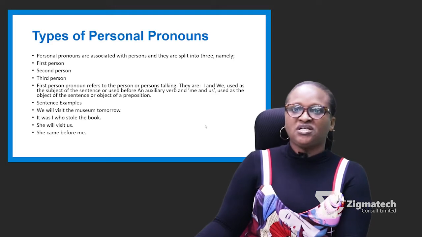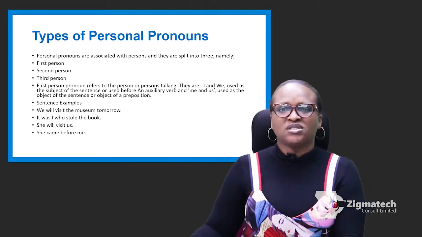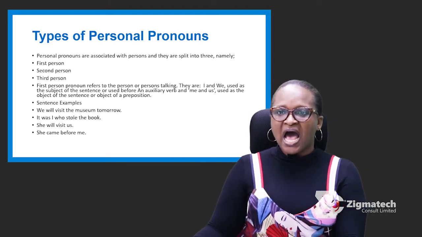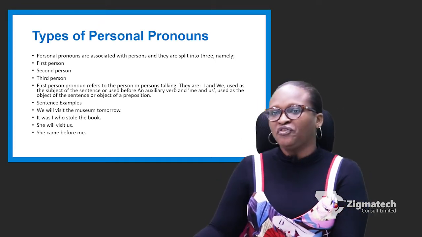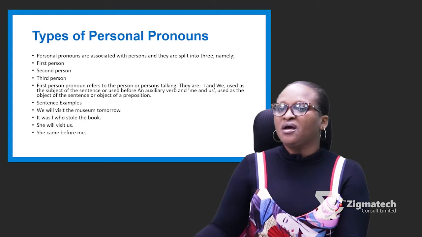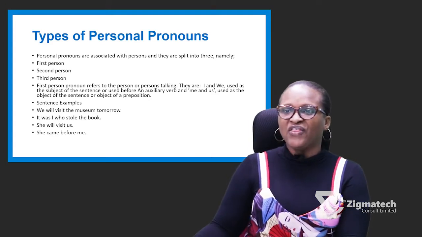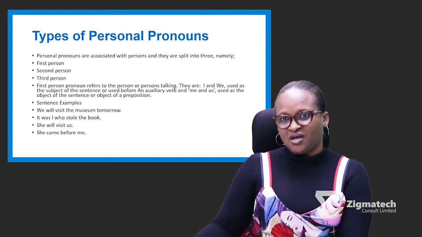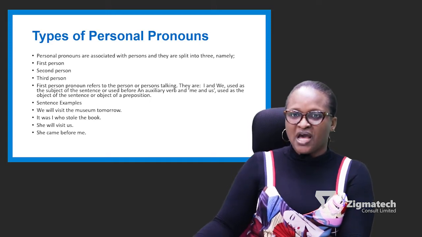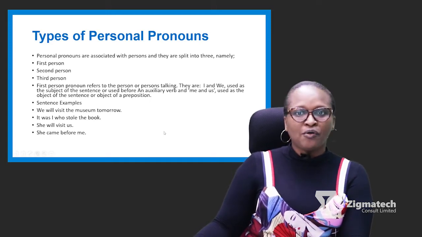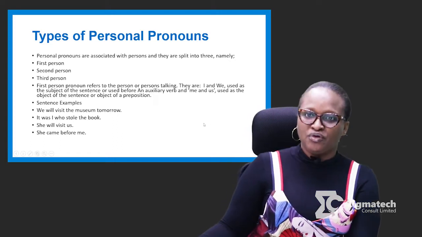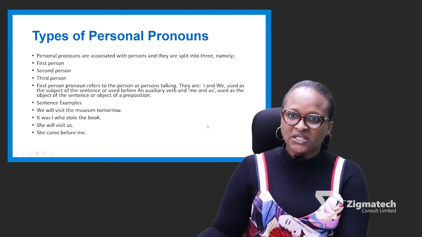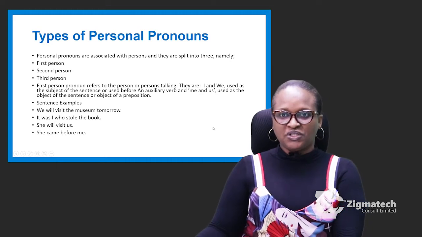And the huge question here is, what are personal pronouns? Personal pronouns are associated with persons. When we talk about personal pronouns, we refer to those pronouns that talk about persons, and they are split into 3. They are basically split into 3, and we would have a thorough analysis on all of them. Now, we have the first person pronoun, we have the second person pronoun, and we have the third person pronoun.